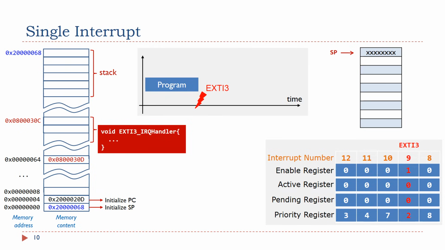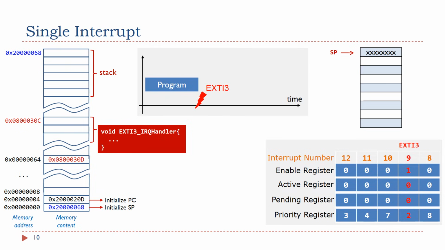Let's use an example to see how NVIC handles an interrupt. Suppose external interrupt 3, EXTI3, arrives at this time instant. Assume software has already enabled EXTI3 interrupt. An interrupt can be enabled by setting the corresponding bit in the interrupt enable register.